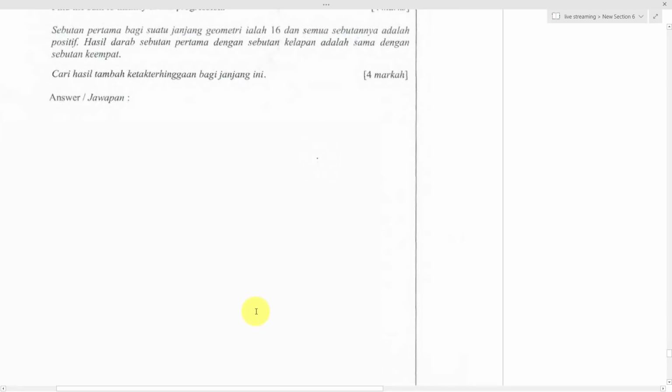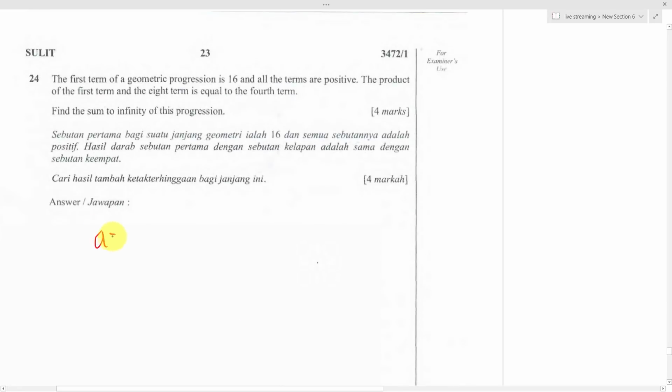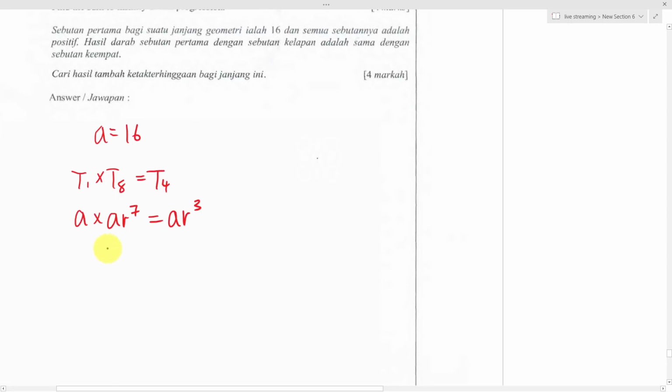Alright, so 24 here. Okay, the first term of the geometric progression is 16. All the terms are positive. So the product of the first term and the 8th term should equal the 4th term, according to this question. So the first term is basically A. The 8th term is AR to the power of 7. And the 4th term is AR to the power of 3. Find the sum to infinity. So here I should be able to get R. So I divide A on both sides.